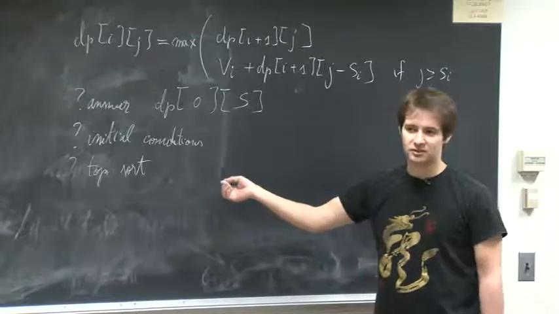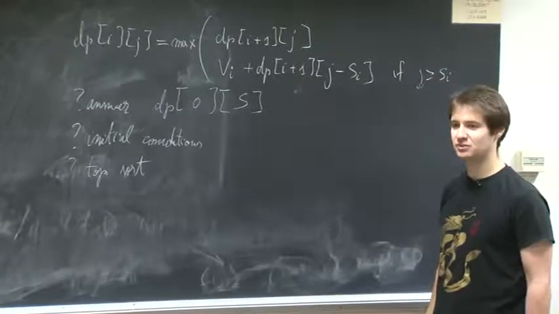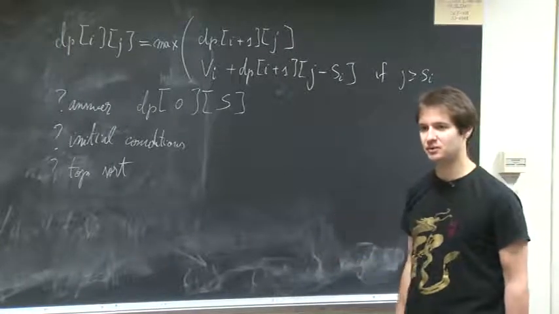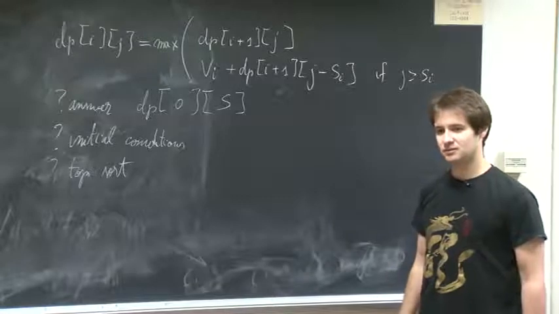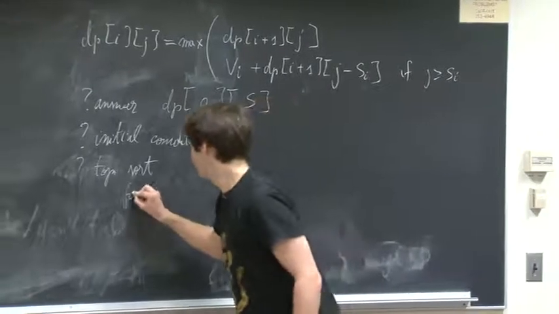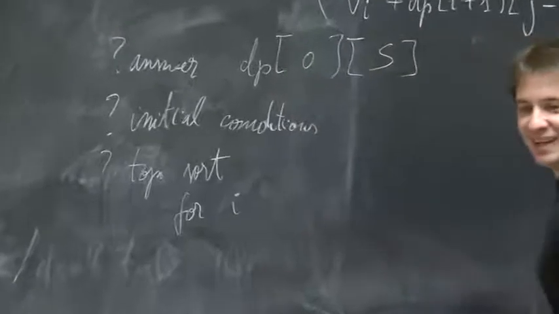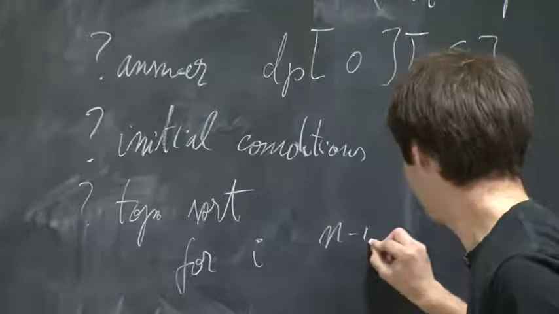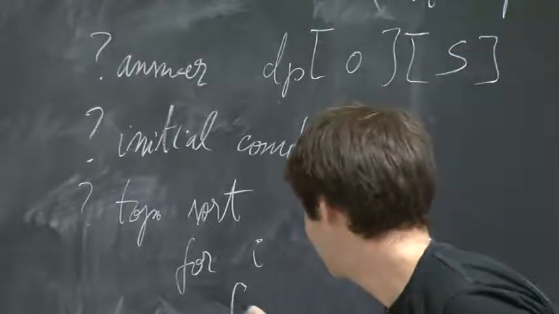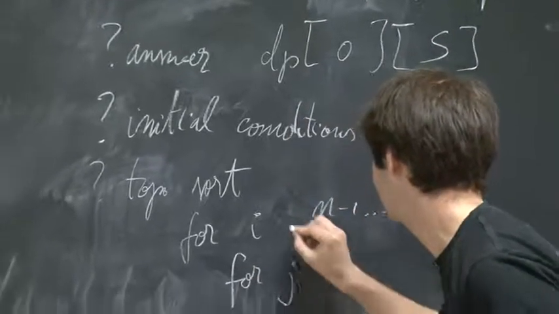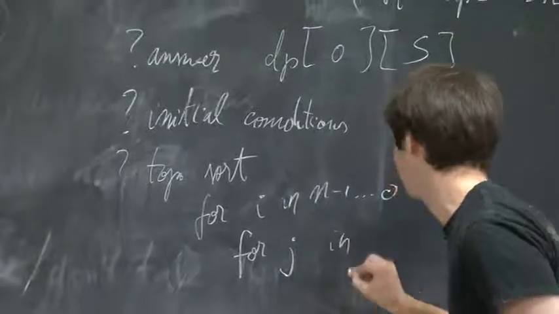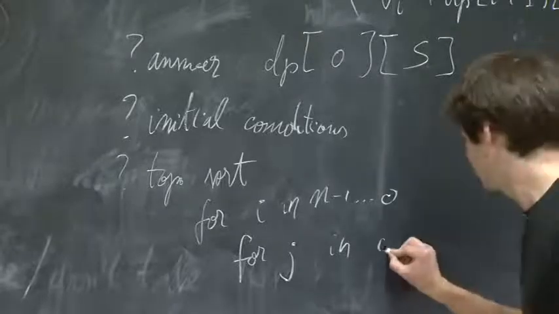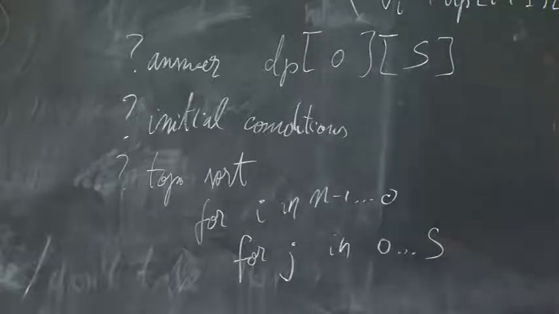So what's a good topological sort? This should be pretty easy. If I want to generate a topological sort, what variables do I iterate over and in what order? And you're pointing at n, right? And down to 0, minus 1. Yep. And then the only one left is j. So j goes from where to where? 0 to s? It can go either direction. Well, can it?